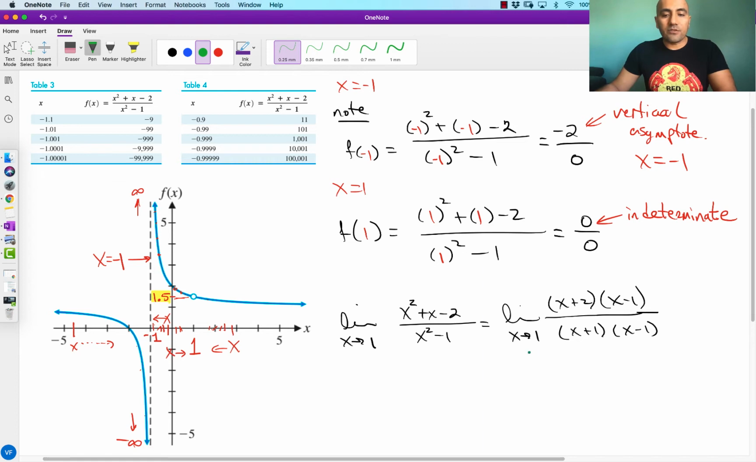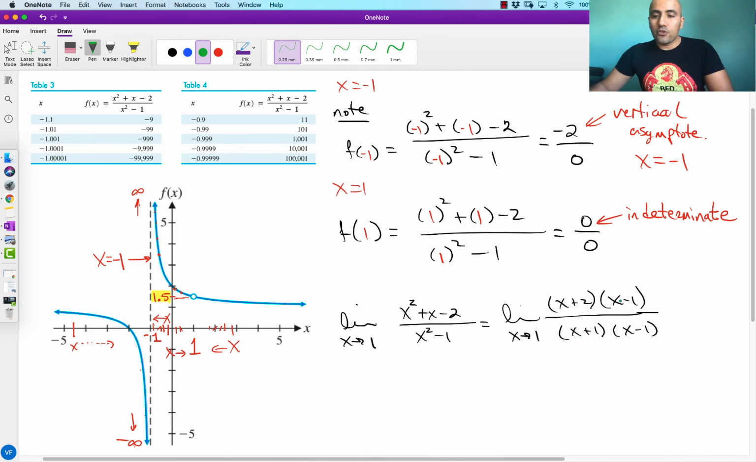We don't care what happens to 1. We know what happens to 1. If we put a 1 here, we're going to end up dividing by 0. So this right here is saying, I promise I'm not going to consider x equals 1. I'm going to get really close to 1, but never exactly 1. It might be 0.9 or 0.999 or 1.001, anything like that.